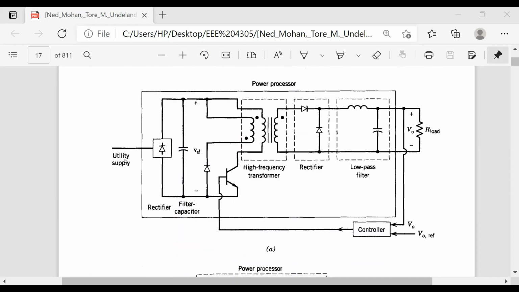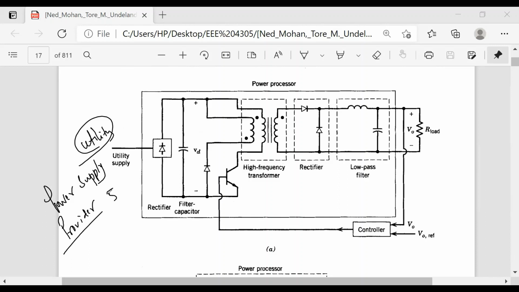So look here, from the utility. Utility means the power supply provider. They are supplying a voltage at 50 hertz frequency, and if it is line to neutral, that means single phase, it is 230 volt, or sometimes 235 volt. It varies from 220 to 235 volt.